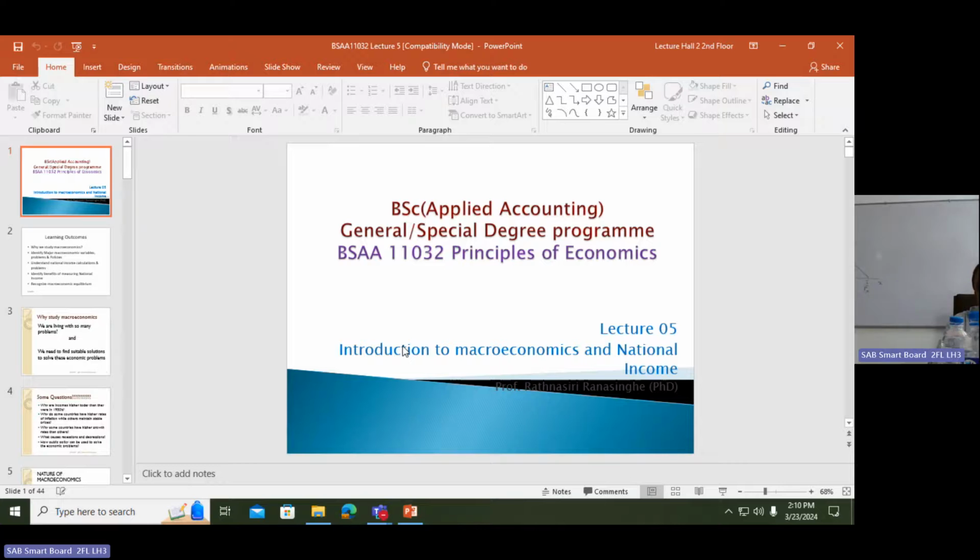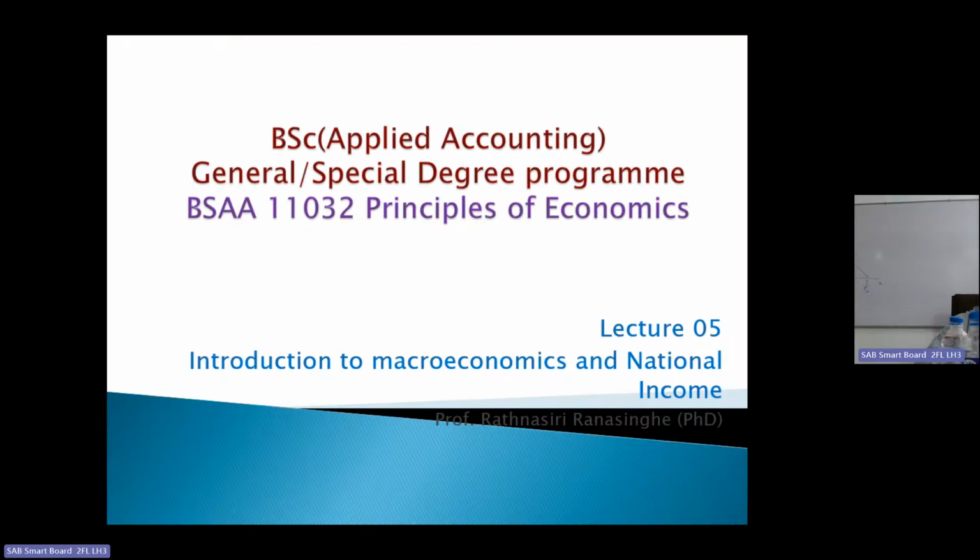Keynesian model of national income, aggregate demand model. Those things you have done in economics when you talk about national income. So those things are also helpful for you. So we will discuss this today.